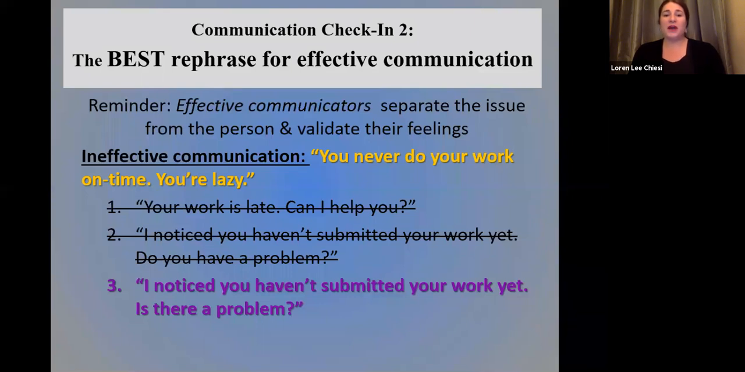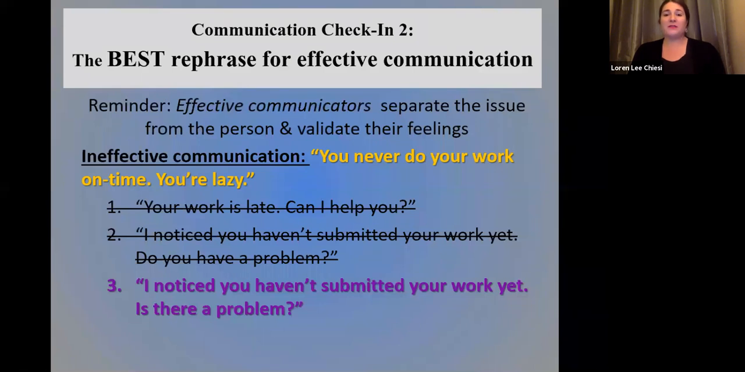Number 2, I've noticed you haven't submitted your work yet. Do you have a problem? Again, the first part isn't necessarily that bad. It's just mentioning that you've noticed that something hasn't happened. But the second part, do you have a problem? Even though it's minor, you're insinuating with that question that there is a problem. The person might not even realize there's a problem yet.